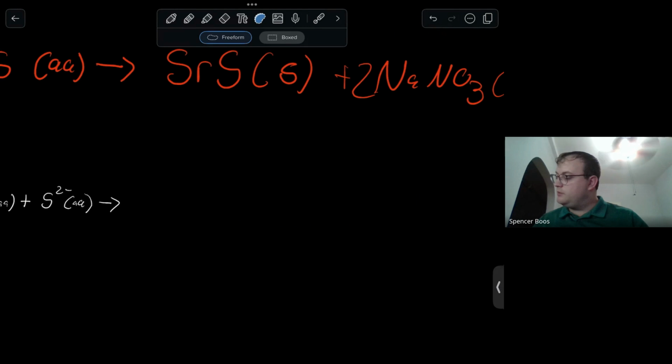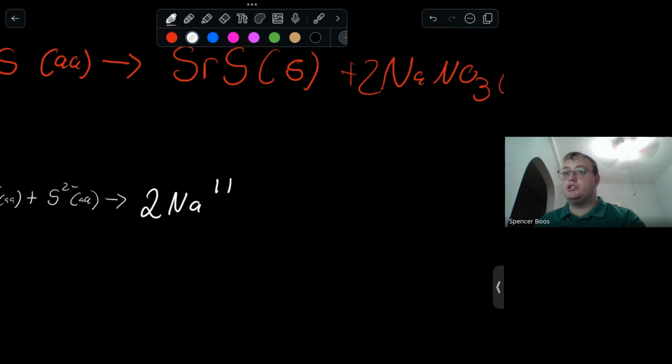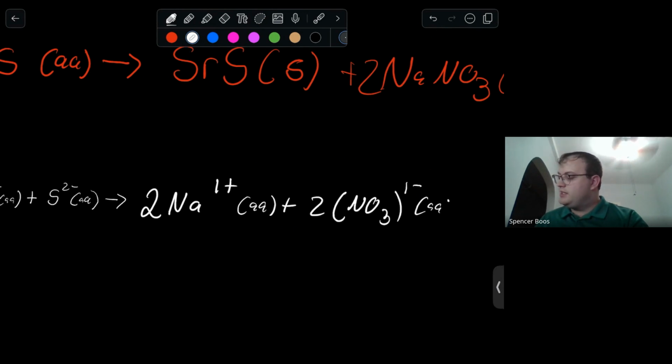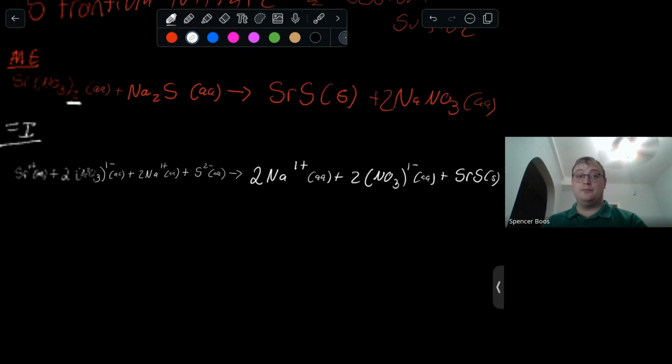Okay, looks like we have two sodiums, Na with a 1 plus charge, and that is aqueous, plus two nitrates, NO3, with a 1 minus charge, that is aqueous, and solid strontium sulfide. That would be our full ionic equation because everything is split up.